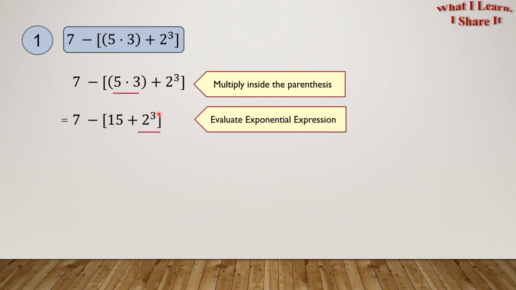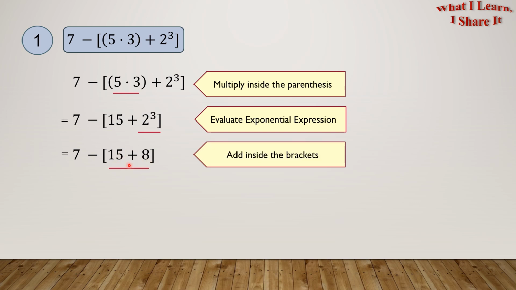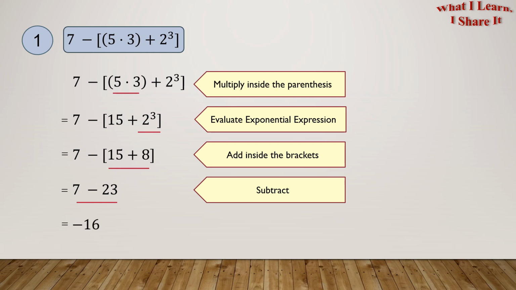Now we have to evaluate the exponential expression, which is 2 cubed. This will give us 7 minus 15 plus 8. Our next step will be to add inside the brackets, and our expression will reduce to 7 minus 23. We can now subtract 23 from 7 and get negative 16. So our answer is minus 16.